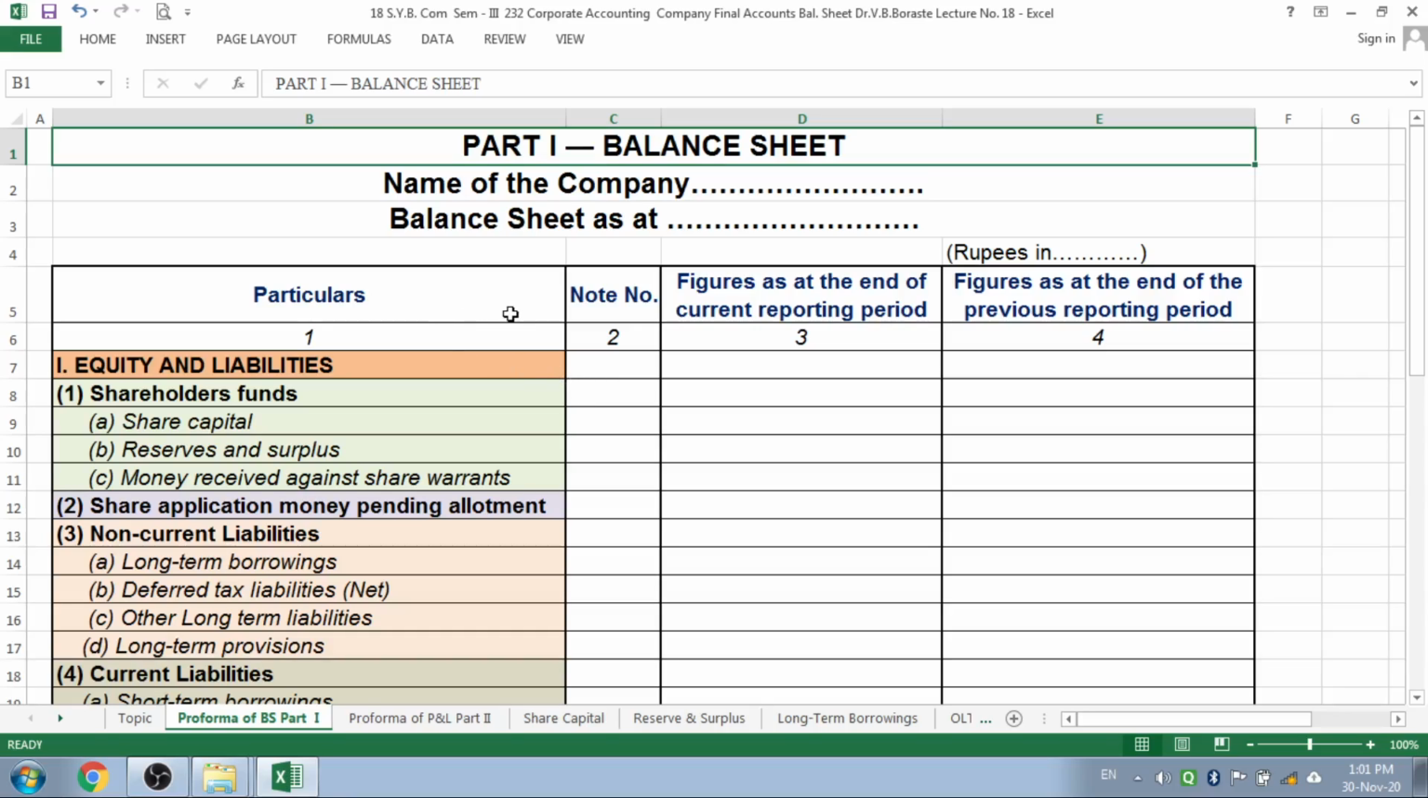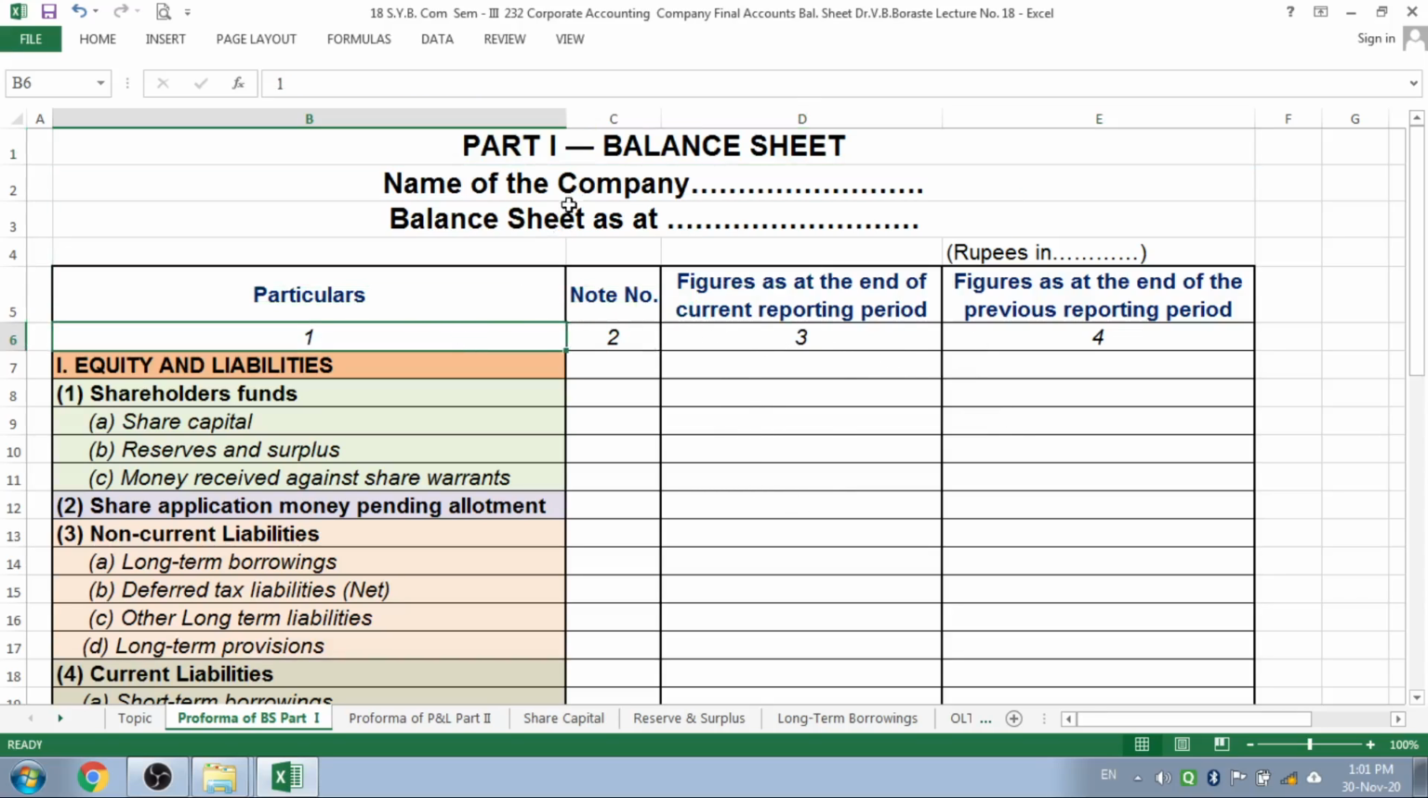Here we have to prepare 4 columns: particulars, second one is notes number, and the third one is figures at the end of current reporting period, that is current year figure, and figures at the end of previous reporting period. These amounts will be for the previous year, but we have to consider only the current column from the exam point of view.